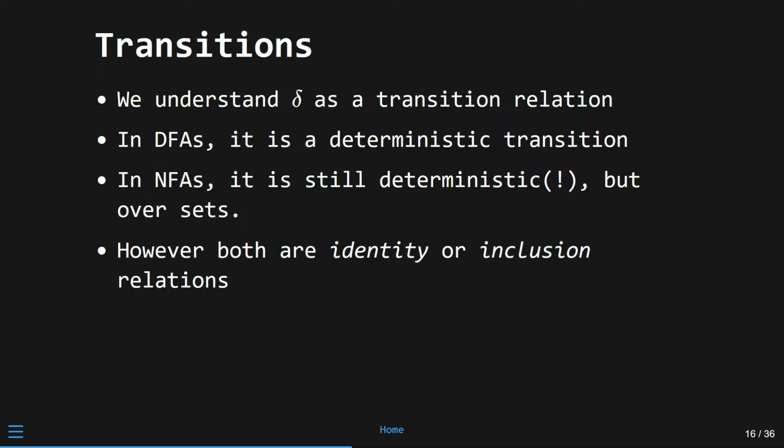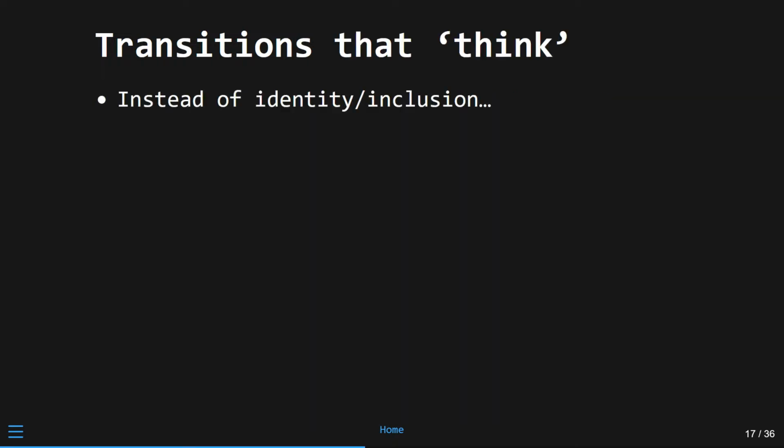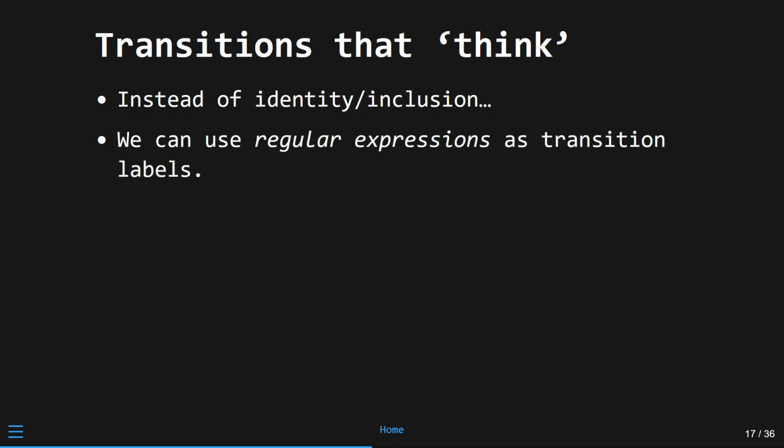The only difference is we've only accepted certain things for edge labels. We've only accepted elements of sigma for edge labels. But elements of sigma are all regular languages, by definition. So let's just put any other regular language there. We're not just going to say the letter is the element of the label. We're going to have transitions that think. These are going to be transitions that compute. And the thing they are going to compute is whether some substring they read from a larger string is consistent with a regular language. So instead of identity exclusion, we're going to put regular expressions on the transition labels.